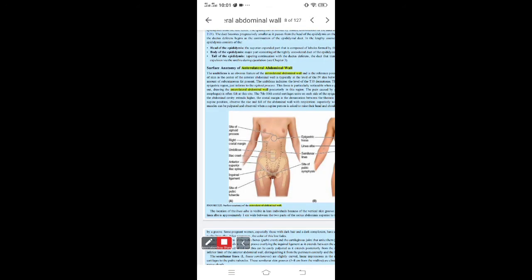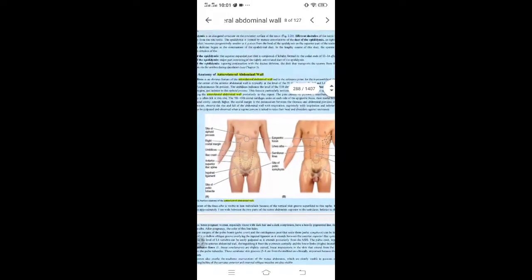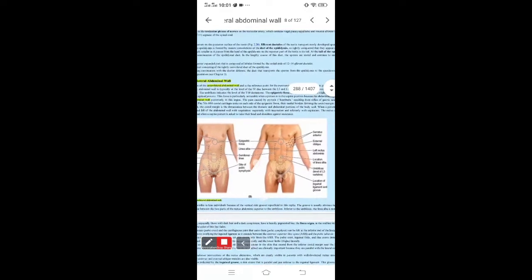Here you can see the site of the xiphoid process, which is clearly available, and the epigastric fossa which I mentioned earlier. The right costal margin you can see here, and this is the umbilicus point, and the iliac crest, anterior superior iliac spine, inguinal ligament, and all those sites. This dotted line is basically the semilunar lines. Okay, you can see here.